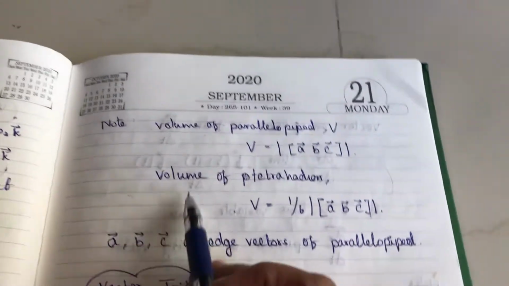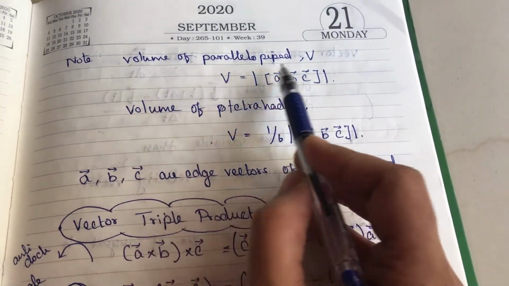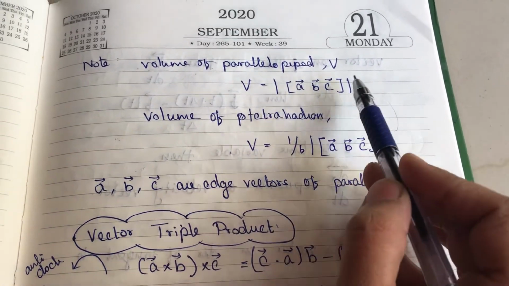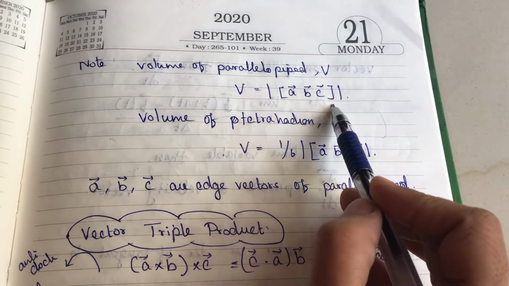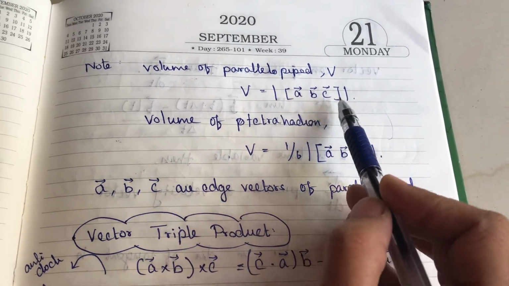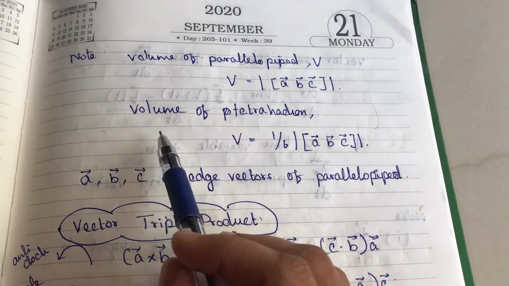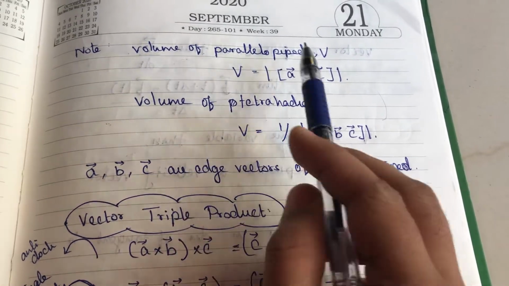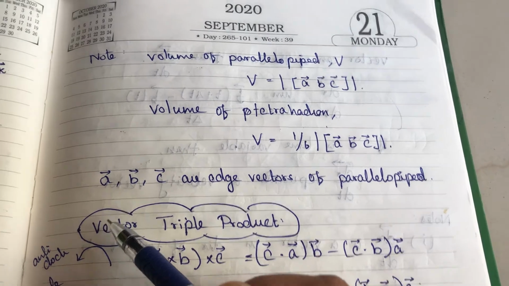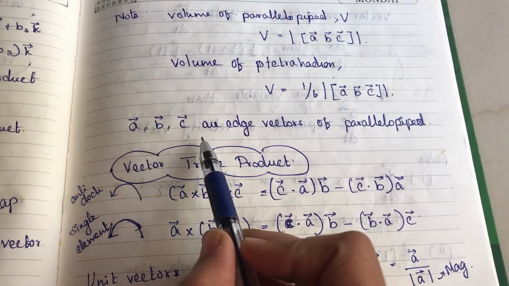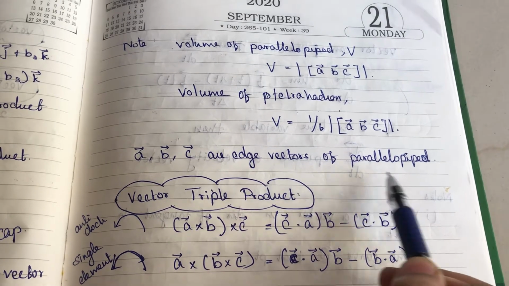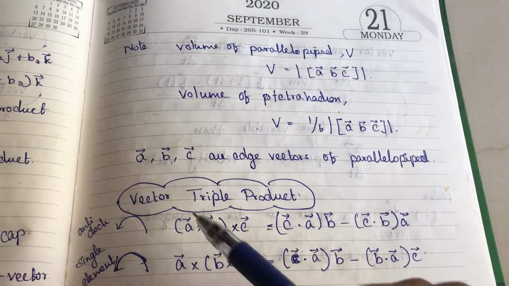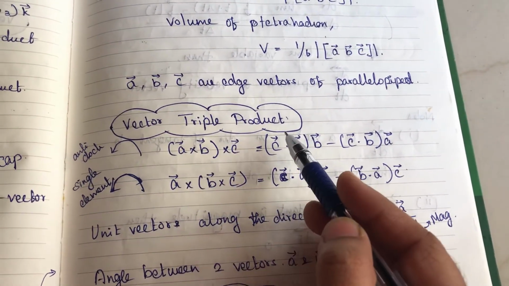Okay, and then what is the volume of parallelepiped? Which is nothing but the box of ABC, right? So I need to take the determinant value for the box of ABC, which is nothing but a matrix. Okay, volume of tetrahedron is just 1/6 of parallelepiped volume. Okay, A vector, B vector, C vector are edge vectors in the parallelepiped. These are the parallelepiped edge vectors.